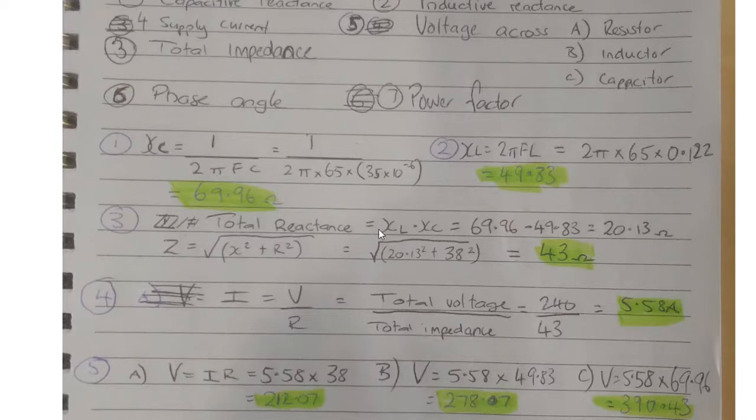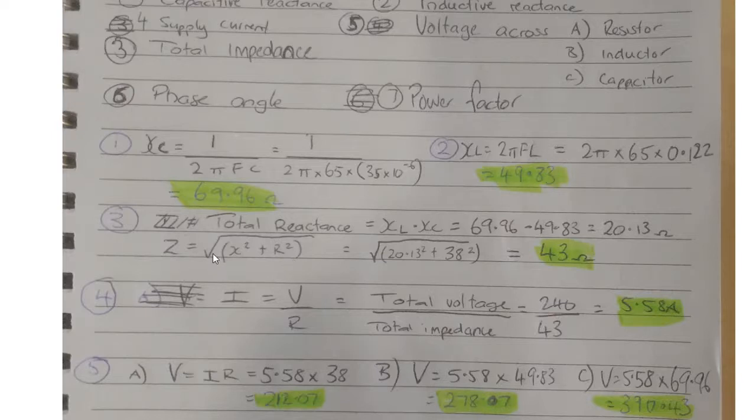Now if you go back to the previous video, the lecture video for this topic, you'll see that we had a few different formulas for total impedance, and we could do this XL minus XC inside our impedance formula, but I find it easier to do it outside, so I'm going to go XL minus XC first to get my 20.13. And then all I'm doing is working out the hypotenuse of that triangle that's formed by the reactance, X, and resistance, R.